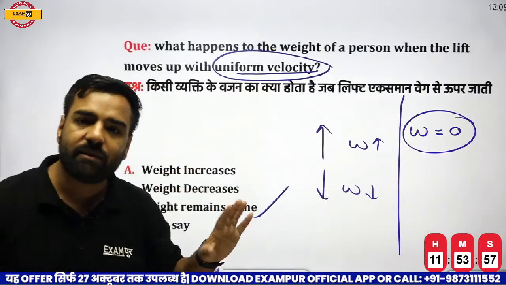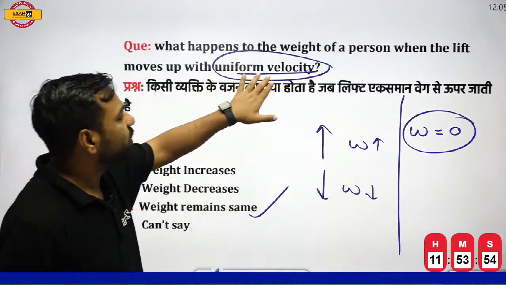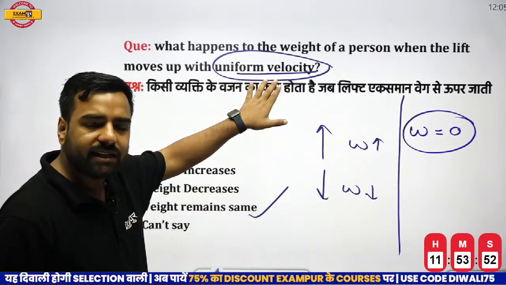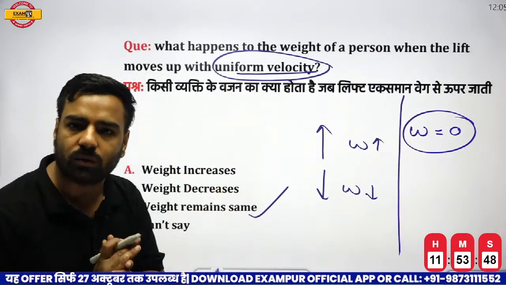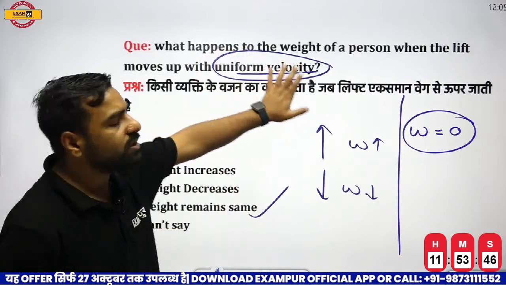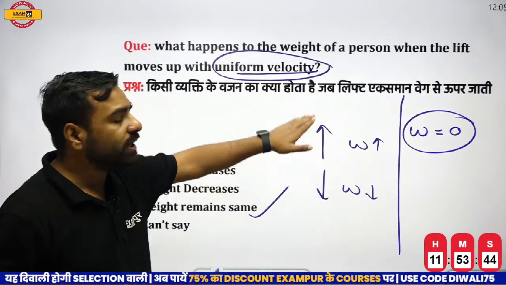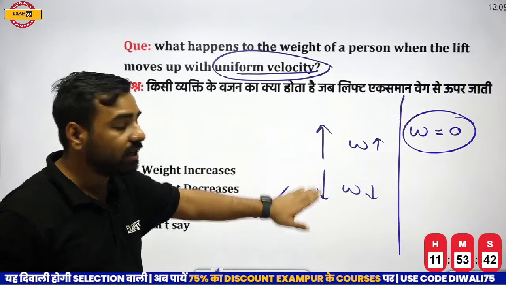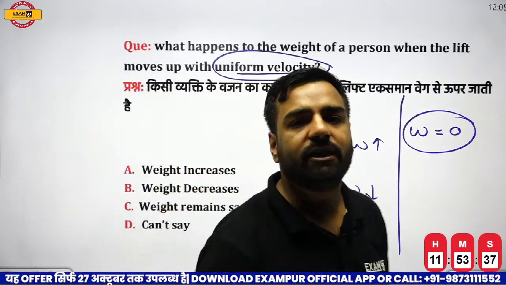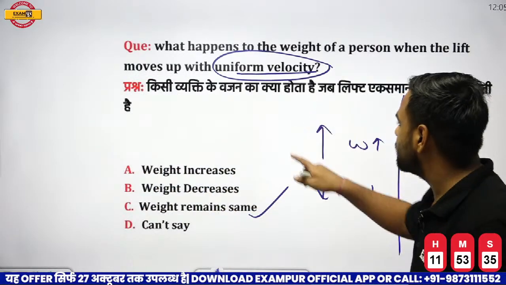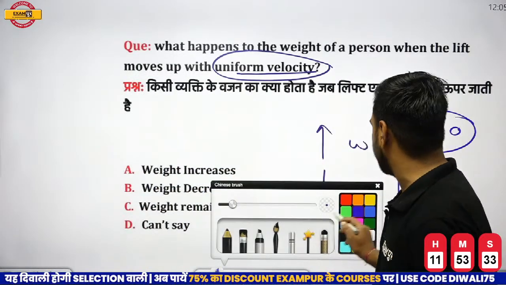Fine. So please remember this part. If it is going with uniform velocity, in this condition your weight is going to remain the same, no matter if it is going up or down. But yes, when there is no such uniform velocity and the lift is going up, your weight will go up. If the lift is coming down, your weight will come down. If the wire is broken, you will be in the state of weightlessness. So these are the 4 conditions which are very important.